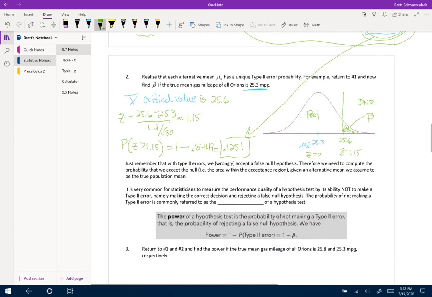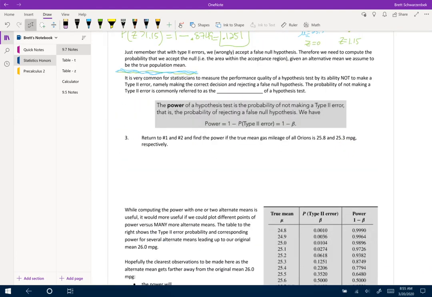All right, let's continue on to the last concept in this section. I'm just going to read. It is very common for statisticians to measure the performance quality of a hypothesis test by its ability to not make a type 2 error, namely, making the correct decision and rejecting a false null hypothesis. So realize that a type 2 error is accepting a false null hypothesis. So now a correct decision, logically, would be rejecting that false null hypothesis. And in reality, that's what hypothesis tests are made for. They are created to challenge the null, and they would like to reject it in general.